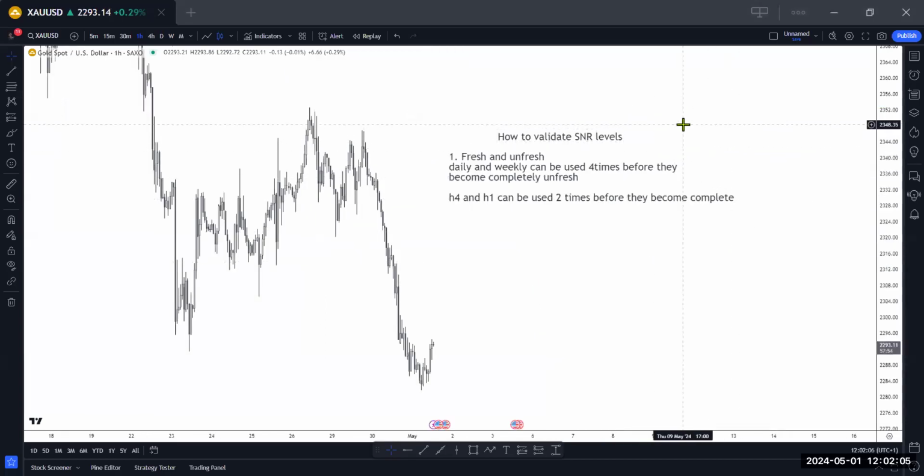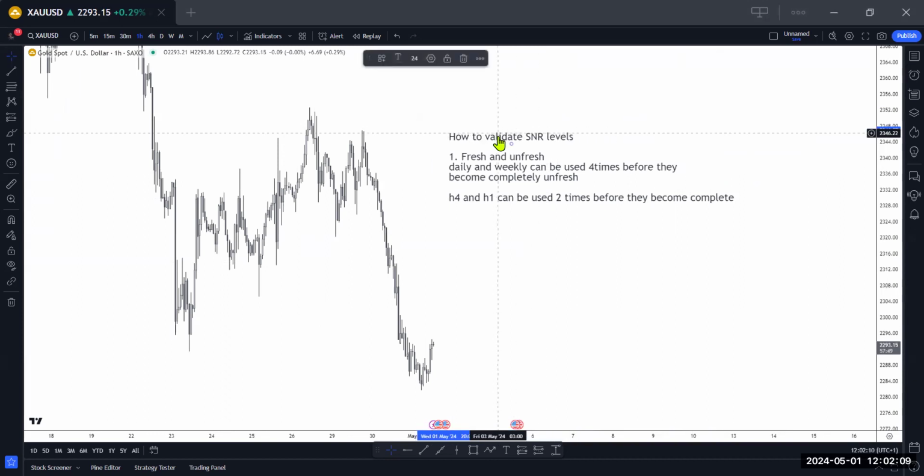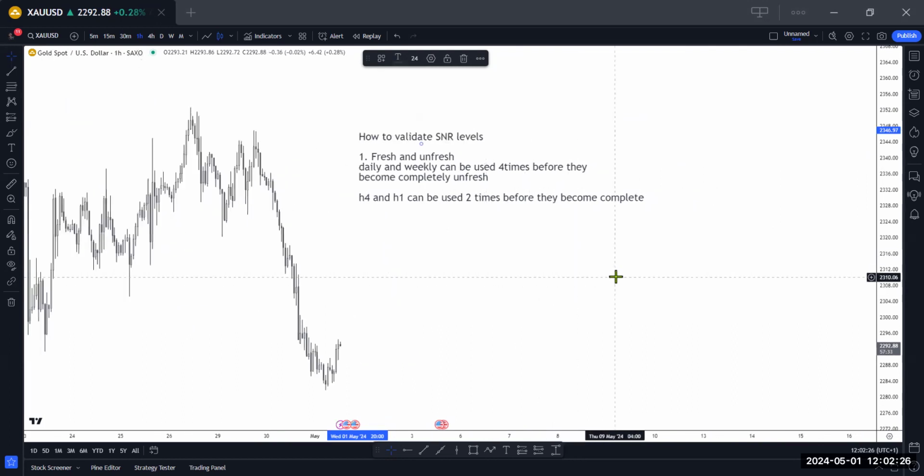All right. How to validate SNR levels. So today we're looking at one of the firmest ways we can use to validate an SNR level, which is to consider if the level is fresh or unfresh. And I mentioned that the daily and weekly can be used 4 times before they become completely unfresh. H1 can be used twice before they become completely unfresh.